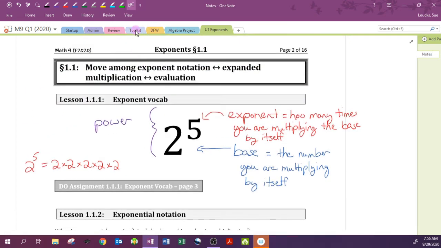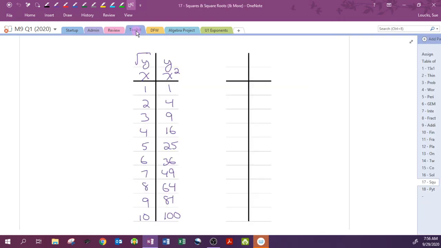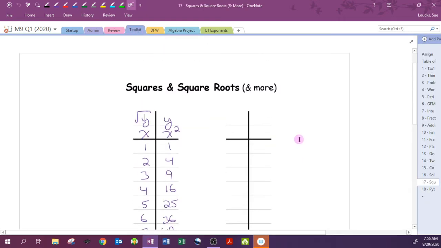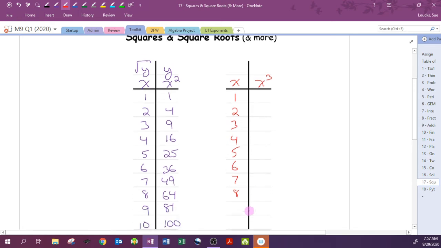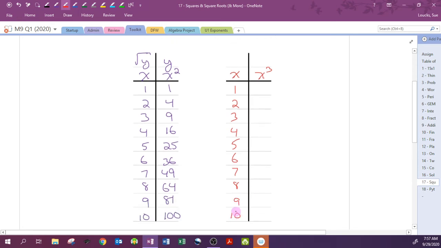So let's pop over to the toolkit. And this is the page we did with the squares and square roots. I said I would give you more numbers on here, so that's what I'm going to do now. I want you to write down, here's our x. This is going to be our x cubed, and we're going to do 1, 2, 3, 4, 5, 6, 7, 8, 9, 10. And we're going to write them all in, and then I'll tell you which ones you need to know.